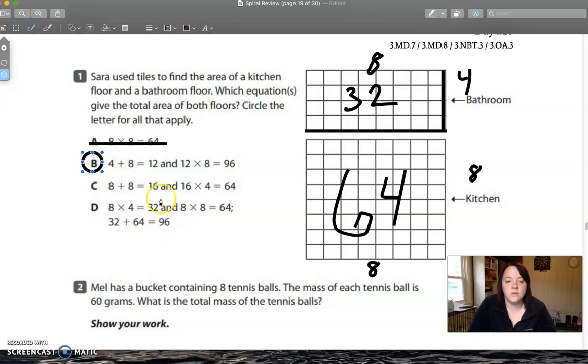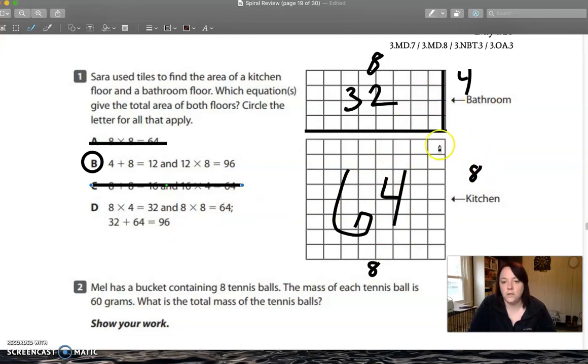C, 8 plus 8 equals 16. Okay, they did 8 plus 8, and then they did 16 times 4. That's not right. Now we have D. We have 8 times 4, so 8 times 4 gives us 32. That's correct. 8 times 8 gives us 64. That's correct. Now here's the step that we didn't do.